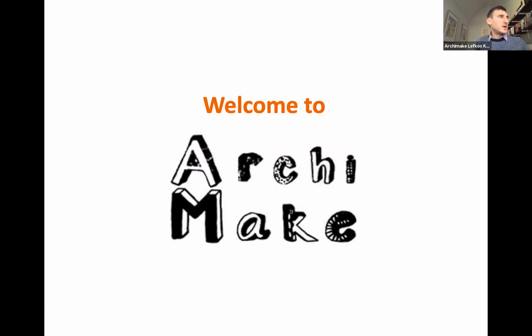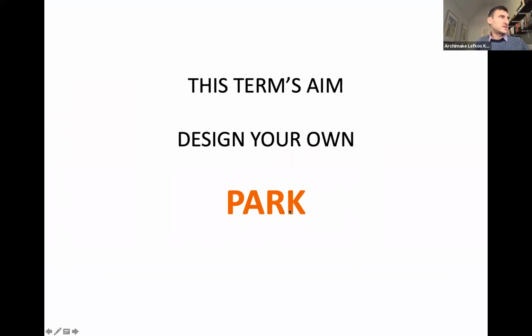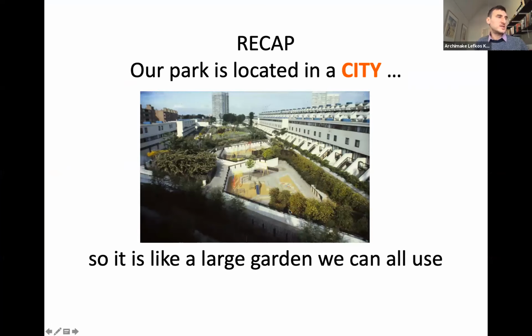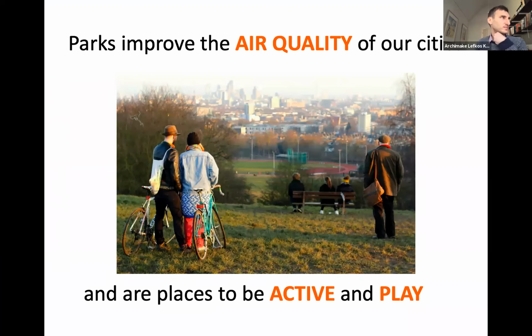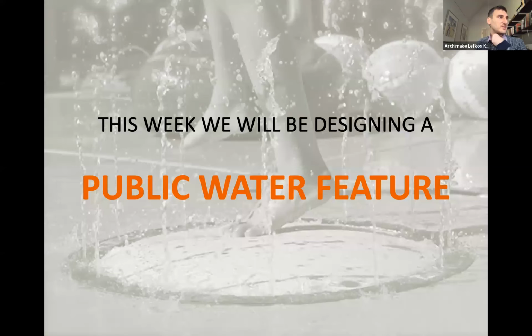Okay. All right. So, quick recap about park design. A park is located in the city, a large garden we can all use. Parks improve the air quality of our cities and are places to be active and play. Whilst parks may seem wild and natural, they're actually created by architects, so they're designed as spaces for people to enjoy. And this week we'll be designing a public water feature.